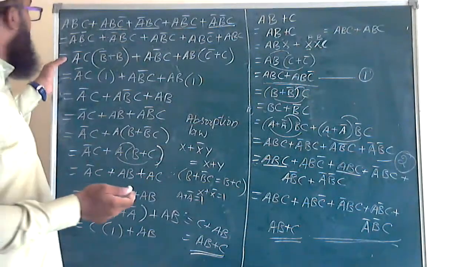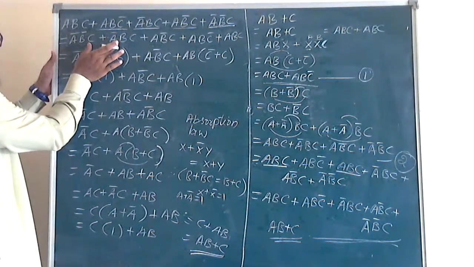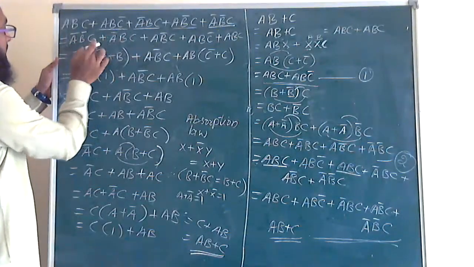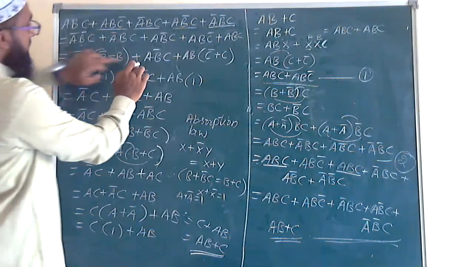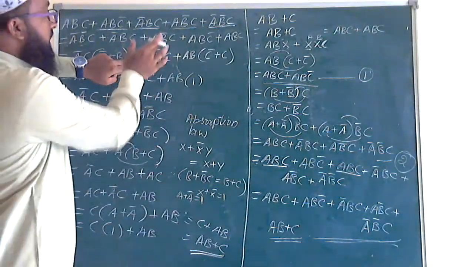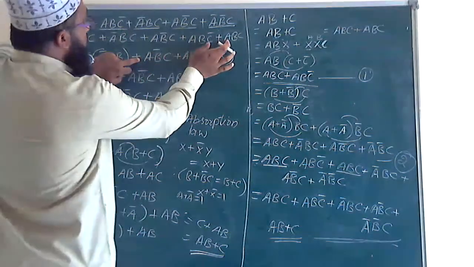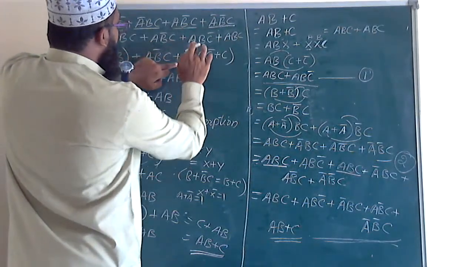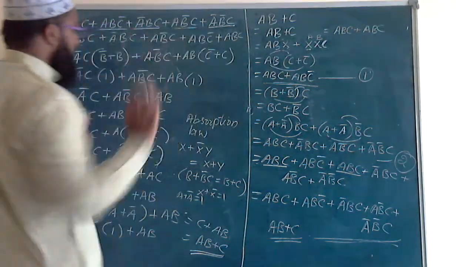After that, check every two terms. Any common thing is there? Yes, here a bar c and a bar c is common. So take a bar c outside the bracket, then write down b bar plus b. In these two terms, only one variable is common. If you take one variable common, the expansion will go long, so leave this. Check these two terms. Any two letters common? Yes, A, B are common. So write down A, B, then write down C bar plus C as it is.